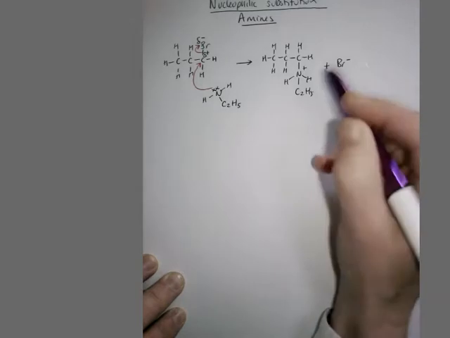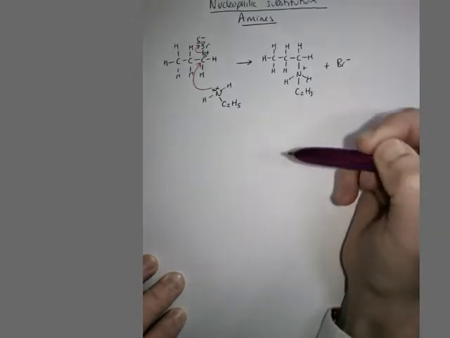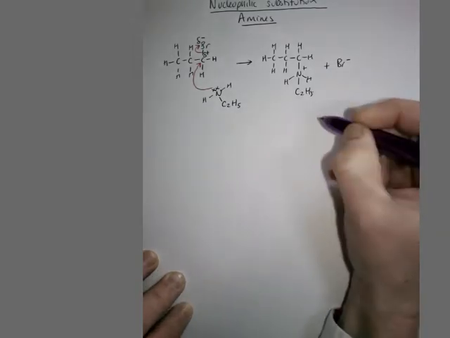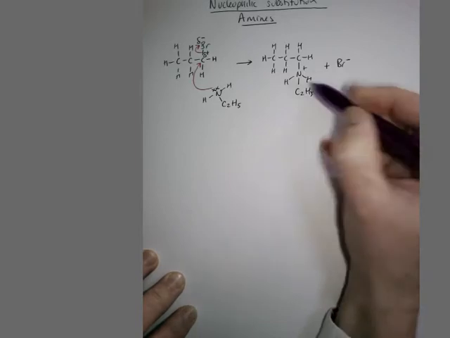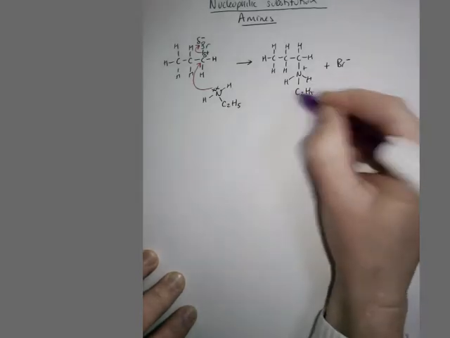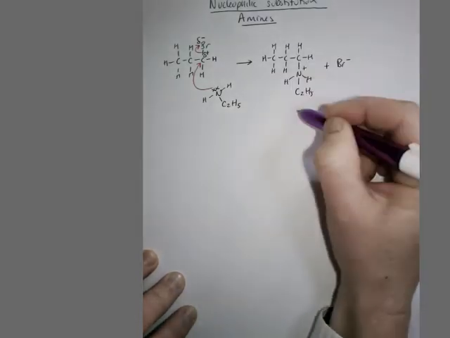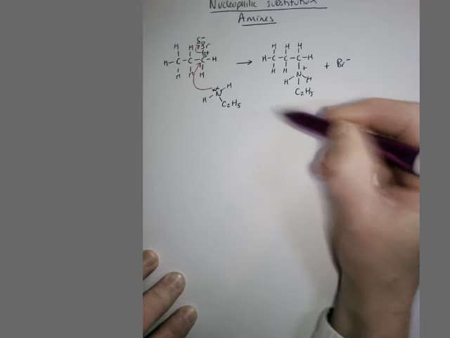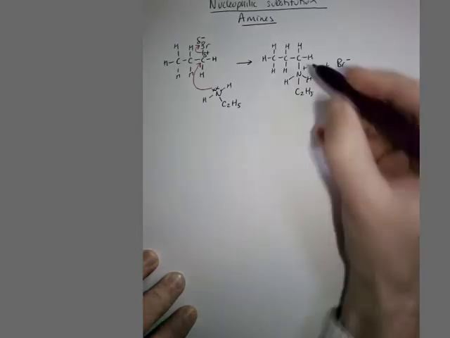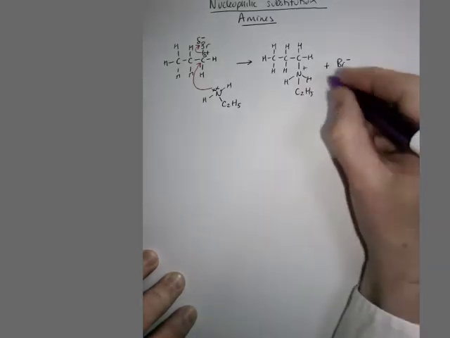Now, if there is an excess of ethylamine in the reaction mixture, then what will happen next is that a proton will be removed from this positively charged ion to leave the secondary amine, the proper secondary amine. So I'm just going to show that now.